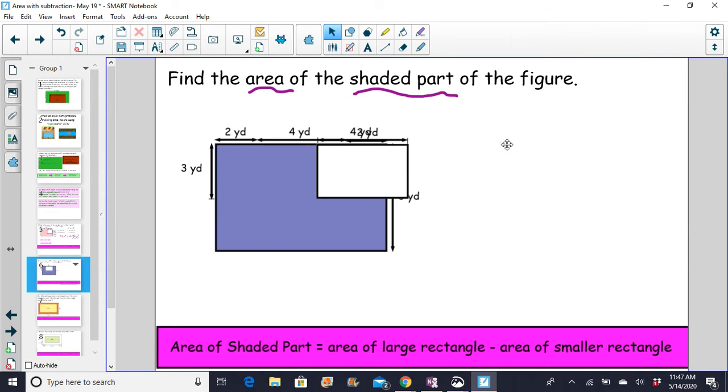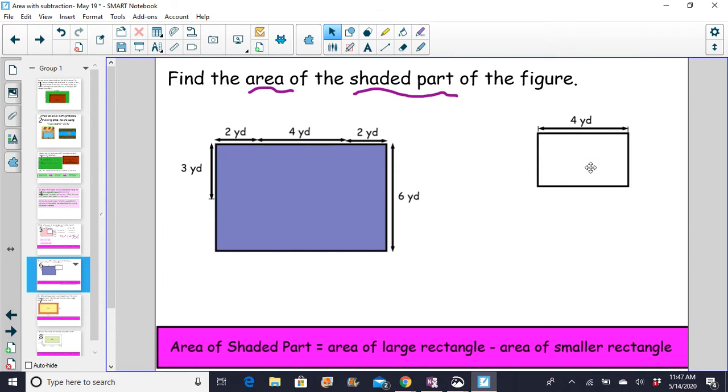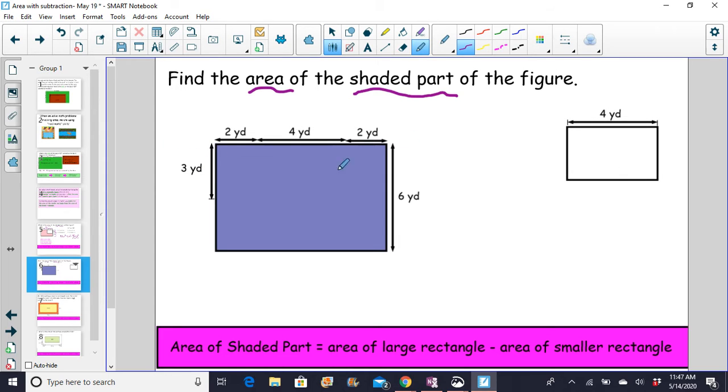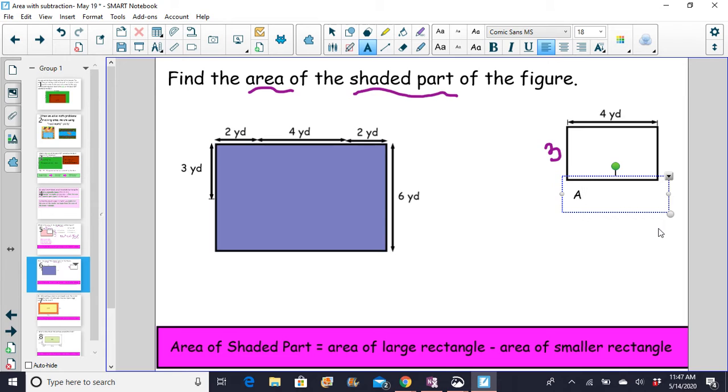Okay, so I'm going to go ahead and move out my white rectangle over here. Based on the information that was given to me on the purple rectangle, I know that its width is 3 yards. So I can go ahead and find now the area of the white rectangle. The area of the white rectangle is going to be found by multiplying my length, 4 yards, by the width, 3 yards.